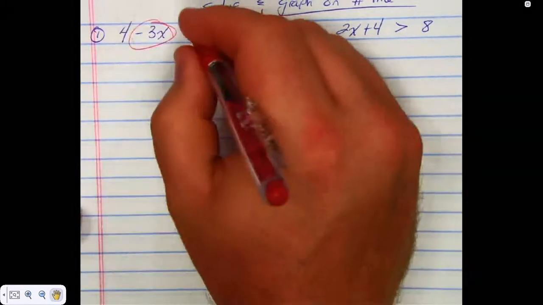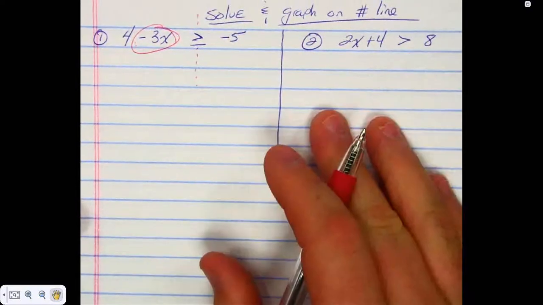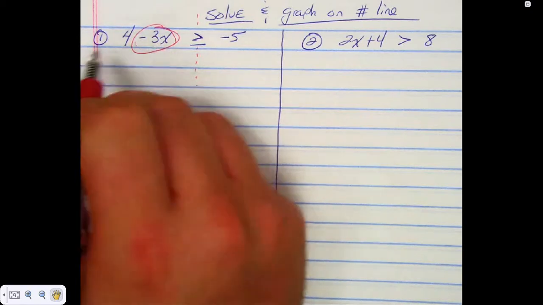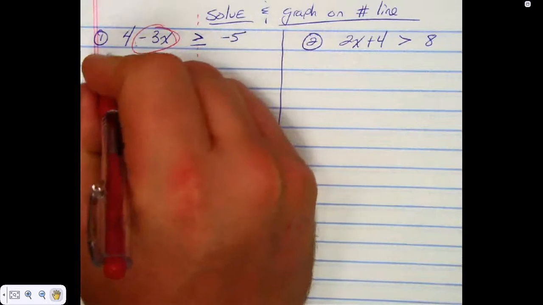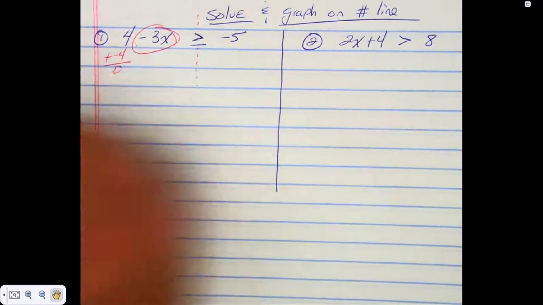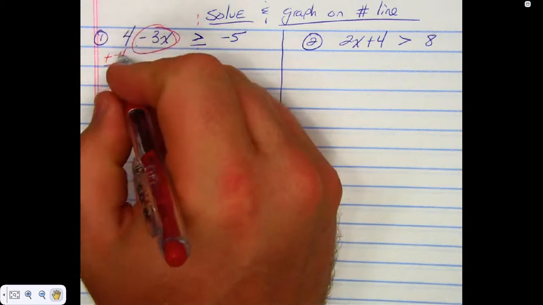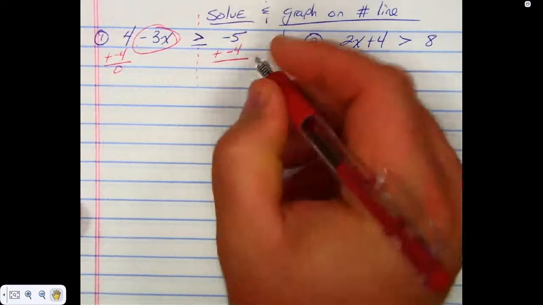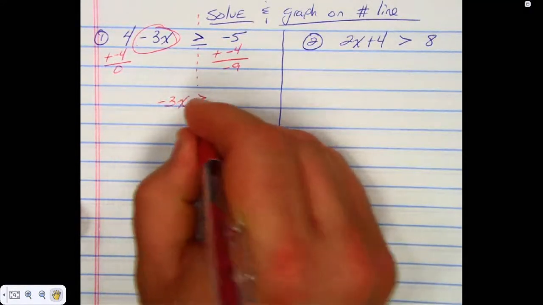Now, there's the variable term I'm solving for. The equal sign separates one side from the other, and the inequality sign does the same thing. I want to get that negative 3x by itself. What's there that I don't want there? The 4. It's simplified, so I'm going to add the opposite. What's the opposite of 4? Negative 4. If I add a negative 4 over here, what do I have to add over here? So I'm left with negative 9. What I'm left with is negative 3x is greater than or equal to negative 9.